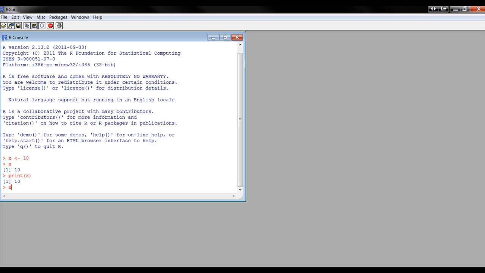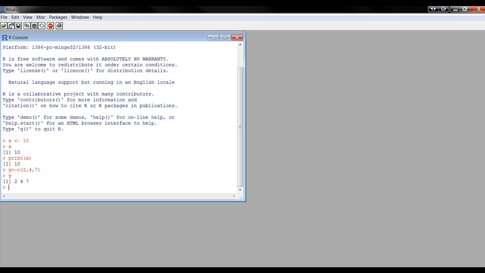And you can also do this, Y, same symbol. And then C, this means concatenate, say 2, comma, 4, comma, 7, and like that. And then if you do Y, you get that. And so that actually creates a vector.